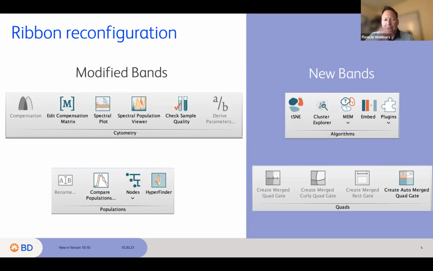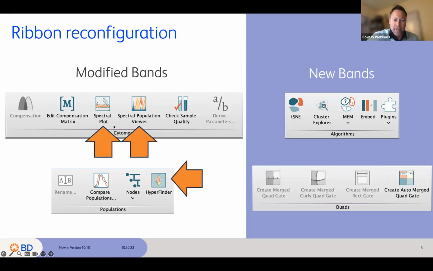All right, so bands. On the cytometry band, you're now going to find, I think I have arrows that pop up, spectral plots and spectral populations right there. You're going to find in the populations band significant reorganization. We've added the HyperFinder tool there. We've moved a bunch of the algorithm tools out into a new band. So it used to be that populations included t-SNE, Cluster Explorer, and so forth. And that just didn't make sense to me. I felt like it was time to have an algorithms band. So we do. You'll find all of these algorithms and the plugins drop down in a new band. And we've also taken all the new quad gate tools that were released in 10.9, which used to be parked in the Booleans band, and gave them their own band. So you'll find those changes in the band and ribbon structure.